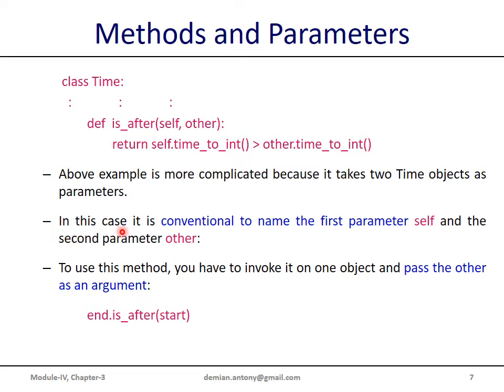In this case, it is conventional to name the first parameter self. It is a convention, and we can even change it, and we have used the name for the second object as other. And in order to use this method, we have to write end.is_after(start). This is the subject. We are calling this function on the time end, and this is the explicit argument, which is a positional argument substituted to the parameter other.